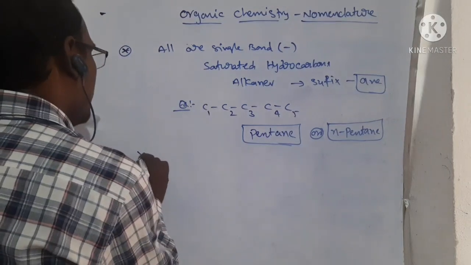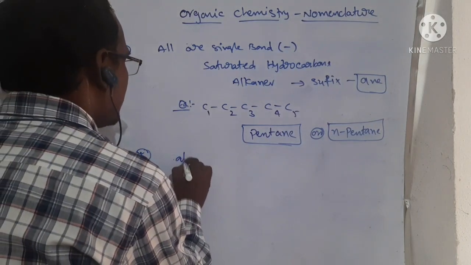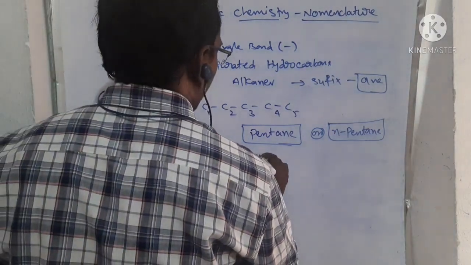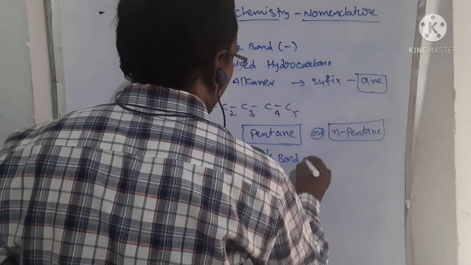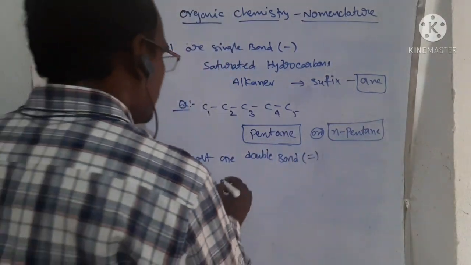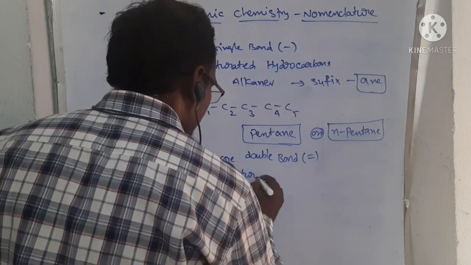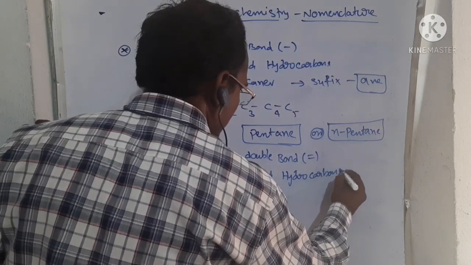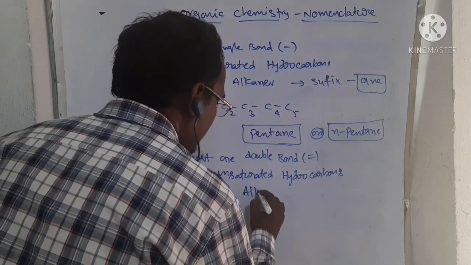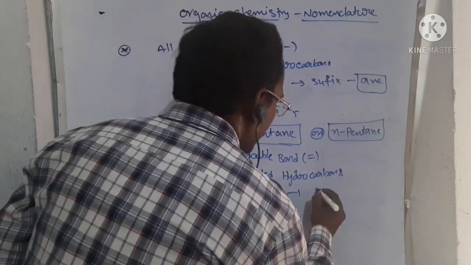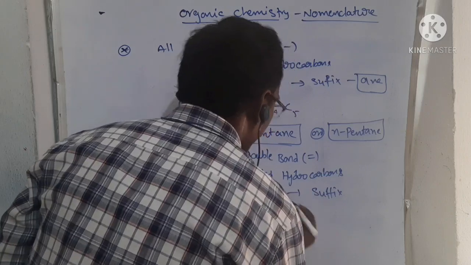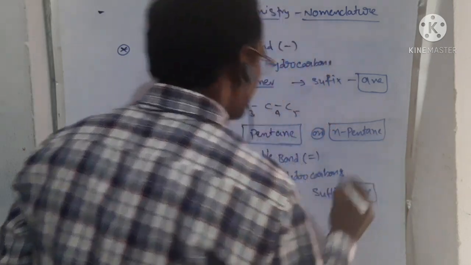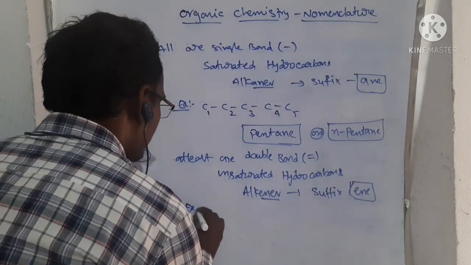The second one: at least one double bond present in the hydrocarbon chain. Those are called unsaturated hydrocarbons. Those are named alkenes. Simply, the suffix here is ene. Here also ene is there. So the suffix is ene, E-N-E. See the example.